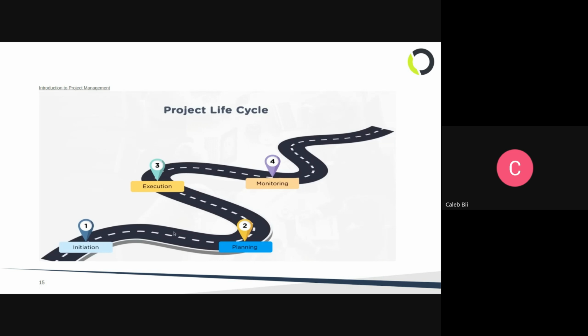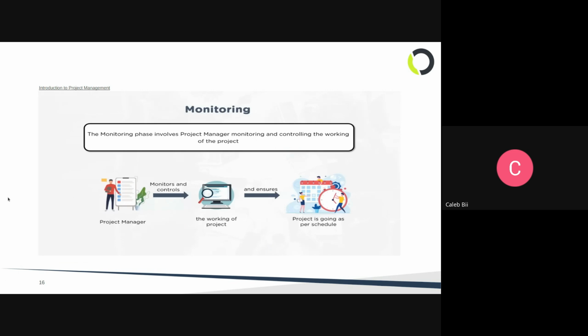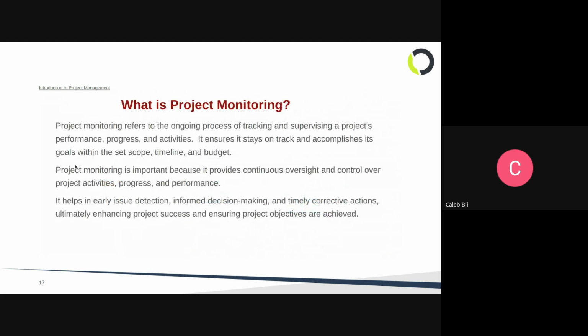So here in the monitoring phase, when we talk about monitoring, this phase basically involves overseeing what the team members have created and controlling the work of the project. Here you have a look at what should have been done correctly, and what should have been done better. If there is something that needs to be changed, you kindly communicate to the respective teams so that the respective changes can be made.